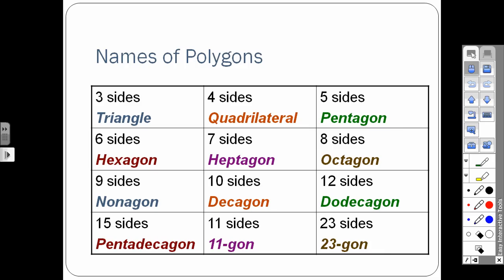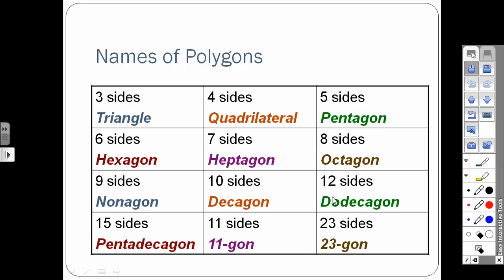And so if you're good with your Latin or any Latin-based language, you can kind of see some of these prefixes relating to the number. Okay, so we skip over 11. Actually, 11 is down here. There is no special name for an 11-sided polygon, so we just call it an 11-gon. And we go right to 12.